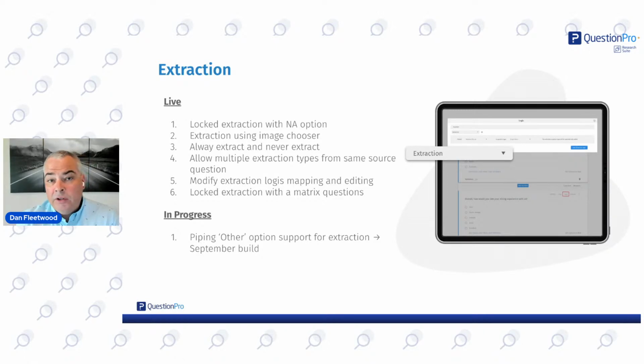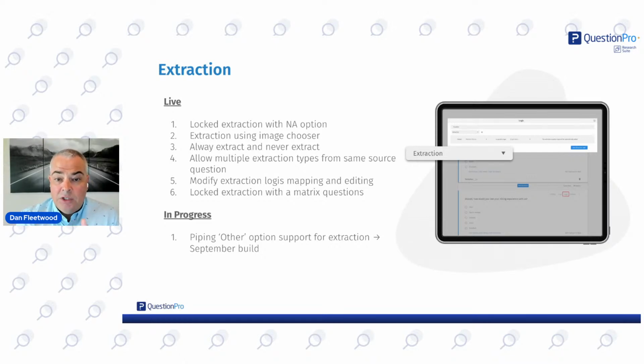Always extract and never extract, so adding in a different option there. If you have long answer options and you want to just say, hey, just never extract these or always extract these, we can do that here as well, especially if you're doing any sort of product research. Allow multiple extraction types from the same source question. So this is something that allows for greater capability when you're programming your surveys and really ease of use.